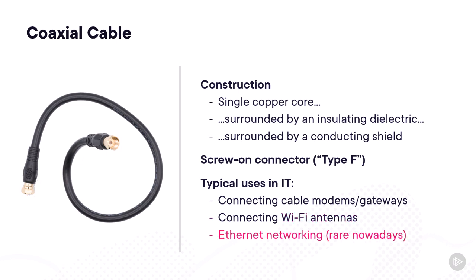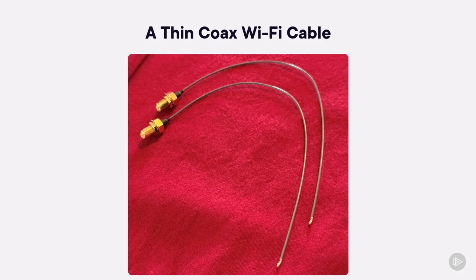In ancient times, when dinosaurs roamed the land, coax was used in Ethernet networks, but that's not something that we see anymore. Here's a picture of the small gauge coax cables that I recently used to add some external Wi-Fi antennas to my small form factor home music server. The tiny round connectors at the lower right snap onto nubs on the Wi-Fi circuit board that connects to the motherboard.